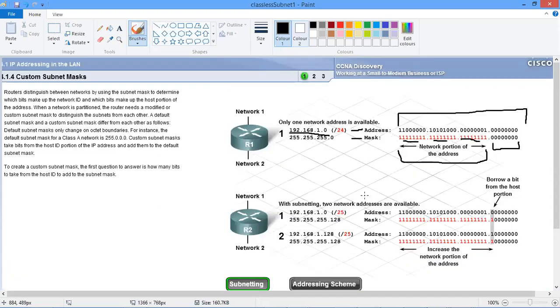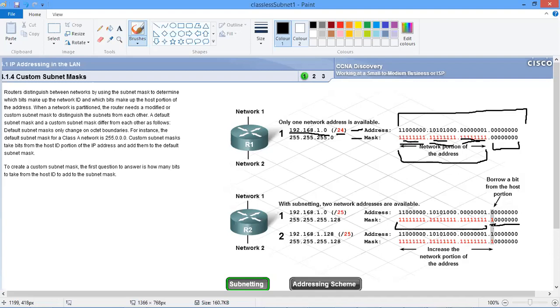Now, if you want to subnet, you can borrow bits. You can see that from here, we borrowed a bit. You know that this side is for the host, and this is the network. The network was supposed to be 24 bits, that's why I will have 24 here. If you count, this is 8 plus 8 plus 8, that is a 24 prefix length.